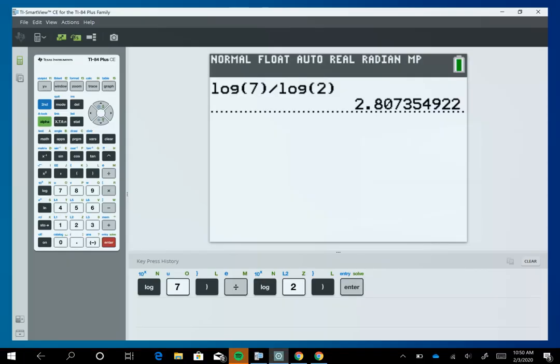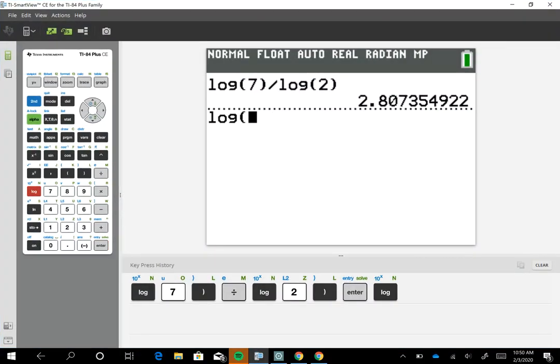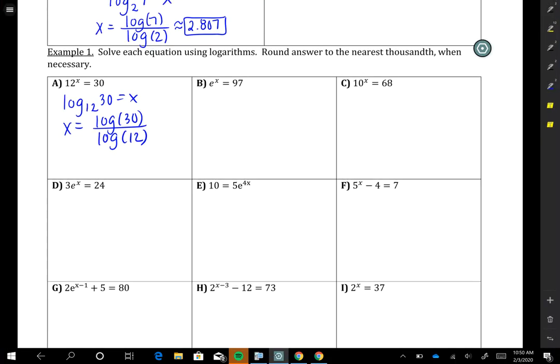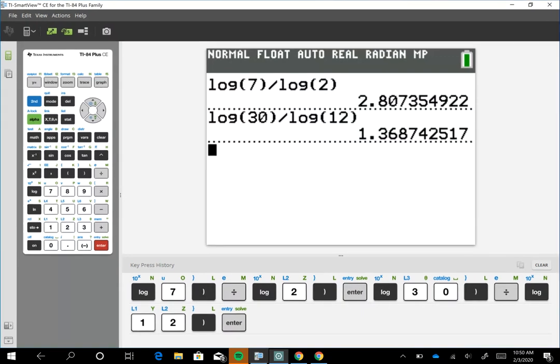All right, here we go. Log 30 divided by log 12. That's approximately 1.369 if we round correctly.